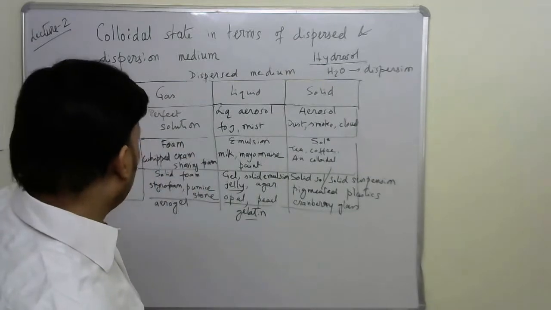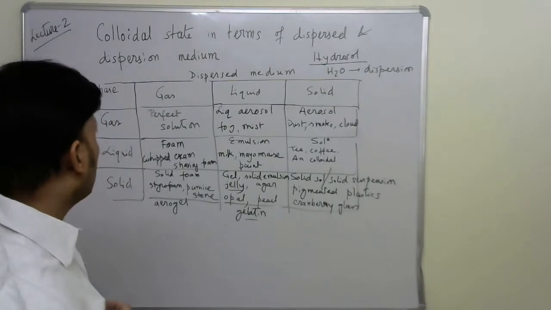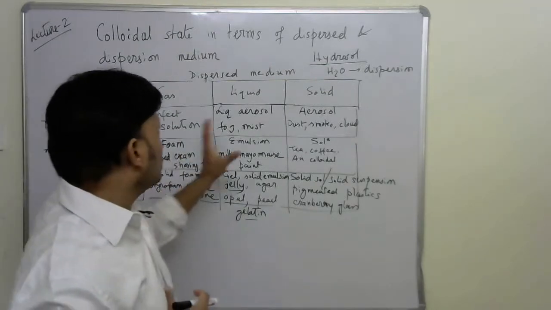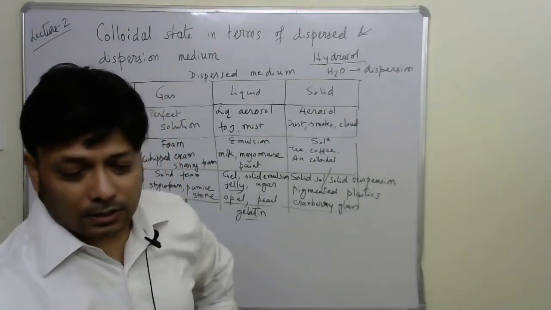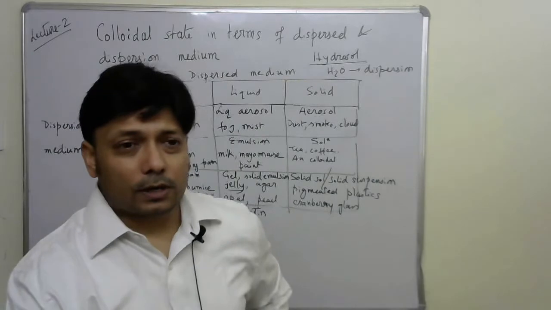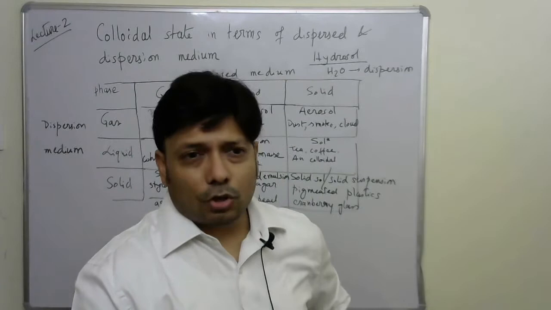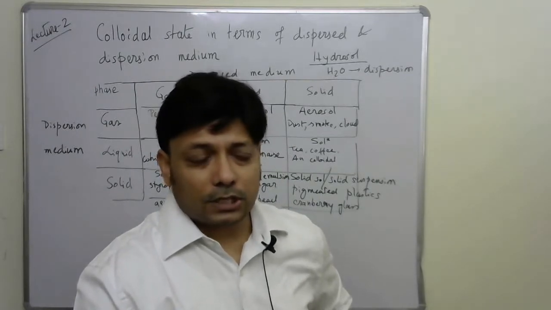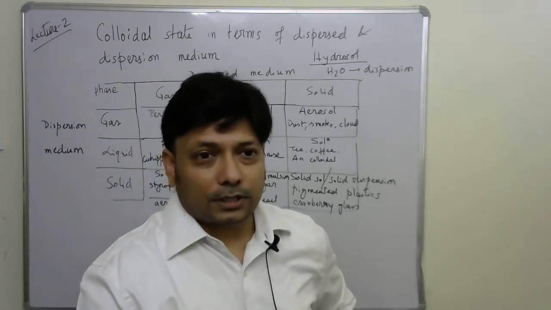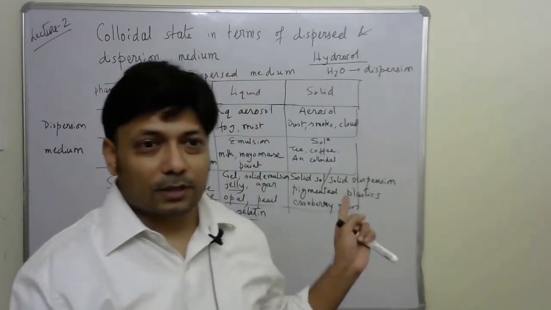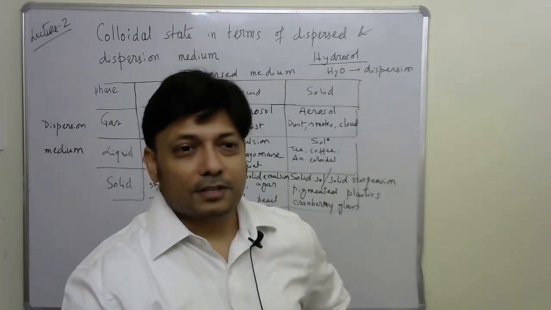So there are a few special types of examples and there are common types of examples. So what we learned is that by taking a combination of both dispersed and dispersion medium, we can form 8 different types of colloidal state. Okay, so I hope it is clear now. So now we move on to some general definitions of surface, interface, and the role of surface in the colloidal state. Okay, so I'm going to clean the board and I'm going to talk about the role of surface in colloidal science.